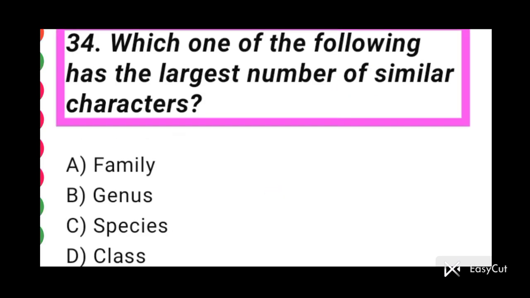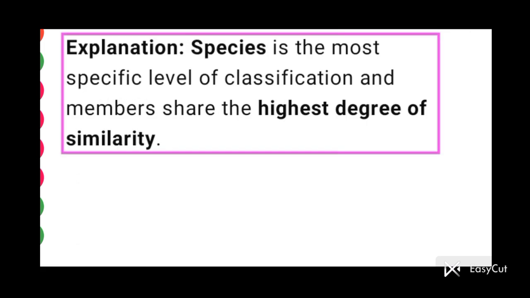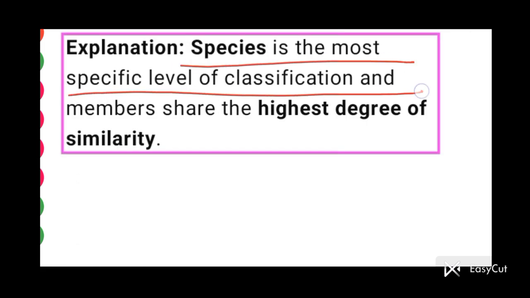Question number 34. Which one of the following has the largest number of similar characteristics? A species has the largest number of similar characteristics. So option C is correct for question number 34. A species is the most specific level of classification and members share the highest degree of similarity.